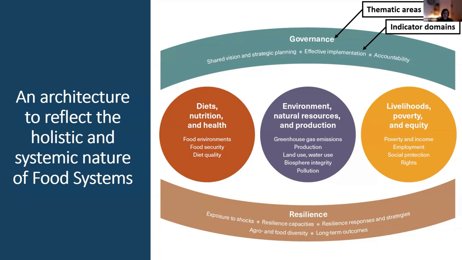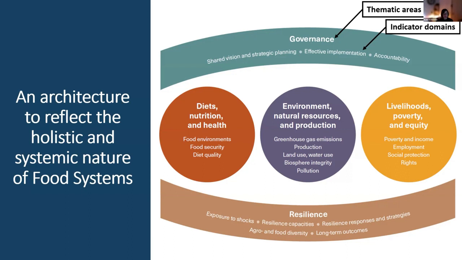And then within those, there are sub-themes, which we call indicator domains. And those are the topics within each theme for which we need to find indicators. As you can see here, we have 3 outcomes of food systems in the center: diets, nutrition and health; environment, natural resources and production; and livelihoods, poverty and equity. And then we have 2 cross-cutting themes: governance and resilience.